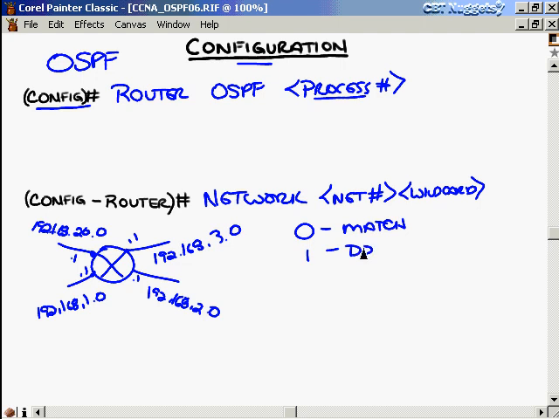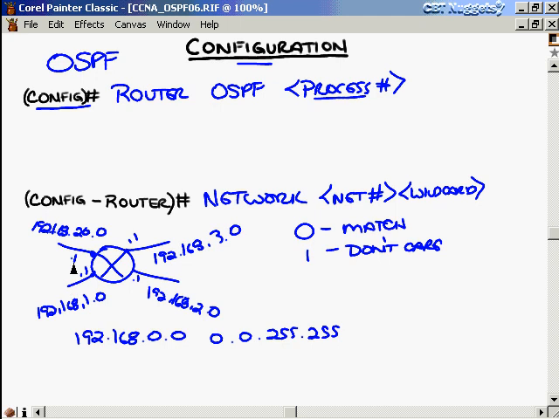So let me give you an example here. First of all, if we had network space, and then the network we defined was 192.168.0.0, with our wildcard mask being 0.0.255.255, try to take a look here and think which interfaces would participate in OSPF. If you have to, you can stop the video and then come back.